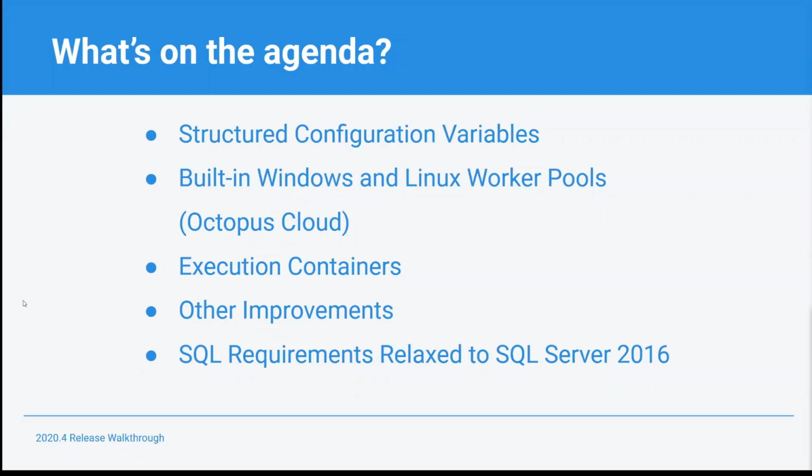And then I'm going to jump in with some updates to dynamic worker pools for our Octopus Cloud customers. We're going to talk about execution containers, a new feature that's been in early access for the last few months, or the last few releases, so even many months now, that's now in GA. A few smaller improvements, usually a few around Kubernetes.